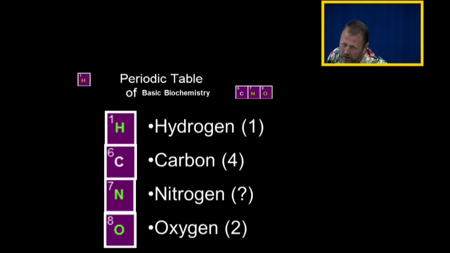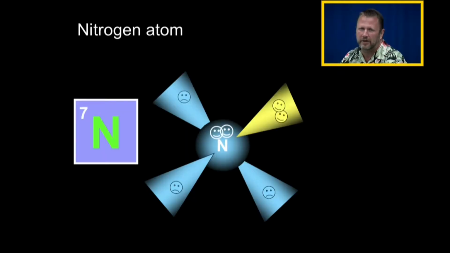Hydrogen makes 1 covalent bond, carbon makes 4 covalent bonds, oxygen makes 2. All right. Let's talk about nitrogen. We've kind of left that out. Nitrogen is very special. Nitrogen is shifty. It changes. It juggles electrons, just like the thing underneath it on the periodic table. Nitrogen can make 3 covalent bonds.